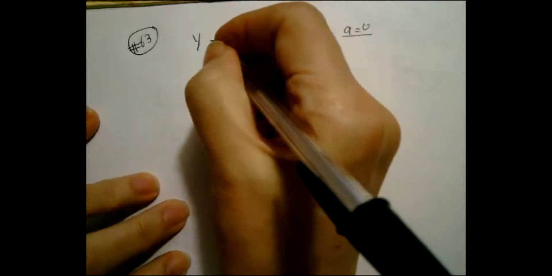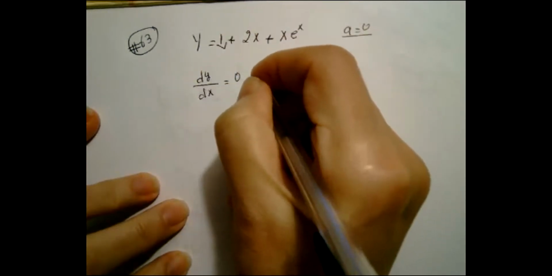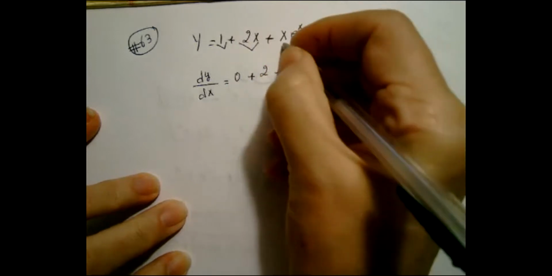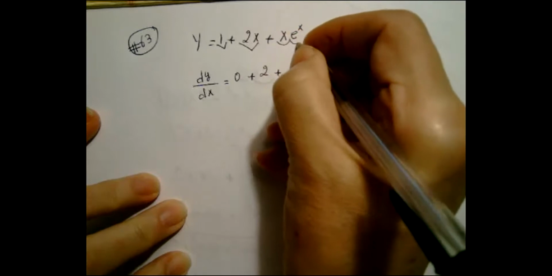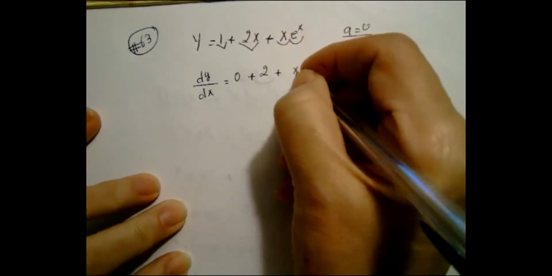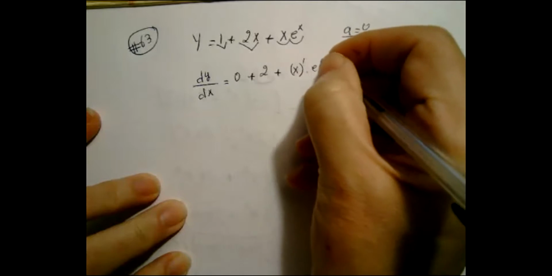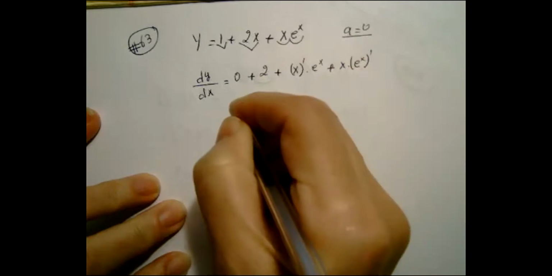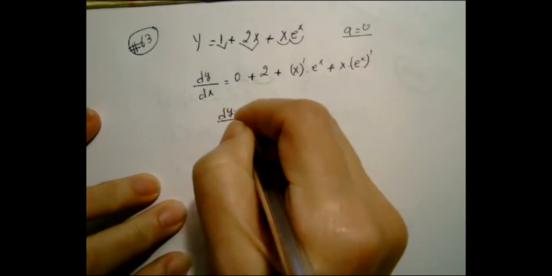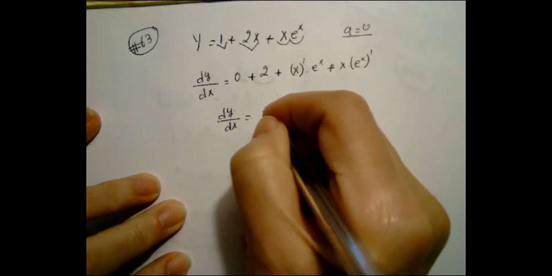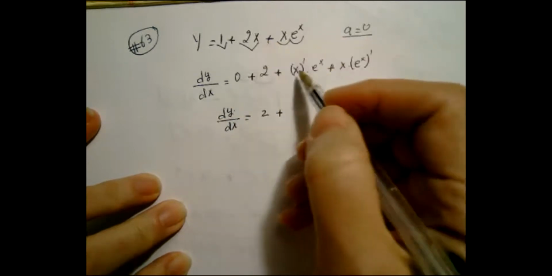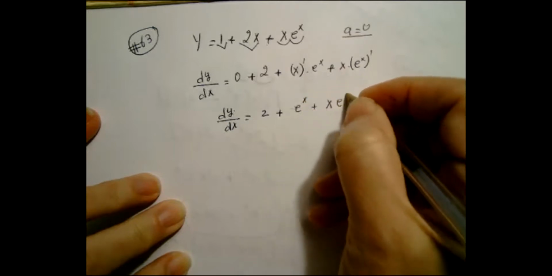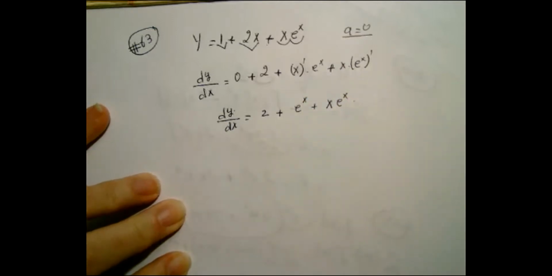Equal to. Okay, derivative of 1, that's 0, plus derivative of 2x is 2, plus derivative of x e^x, that's the product rule. So that's the derivative of x times e^x plus x times the derivative of e^x. So dy/dx equal to 2 plus, because I had a plus, I don't have to worry about distributing, e to the x plus x e^x. So that's the derivative at any point.